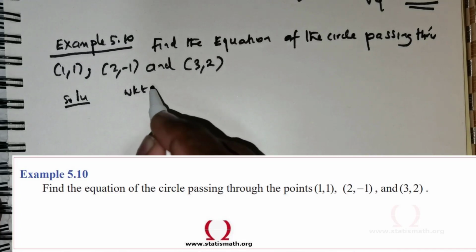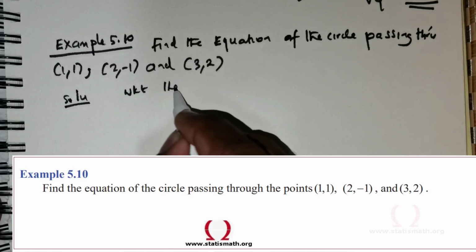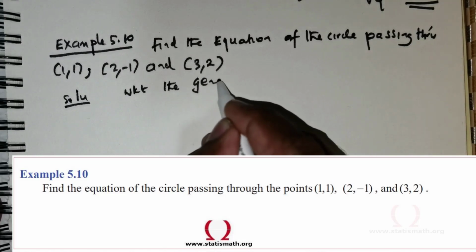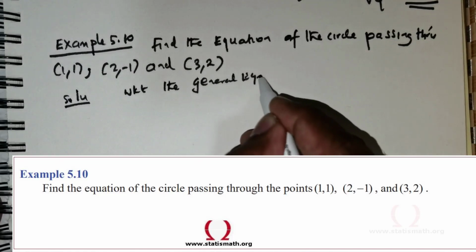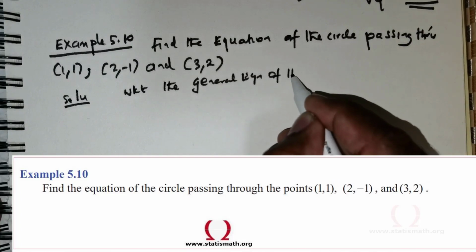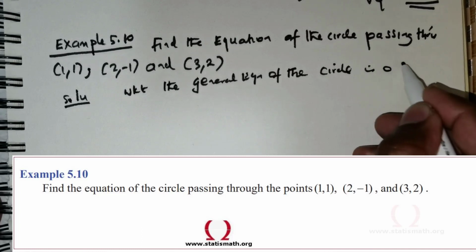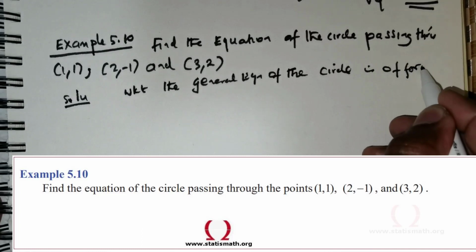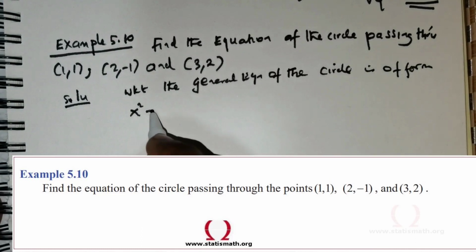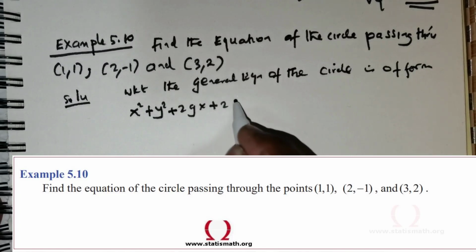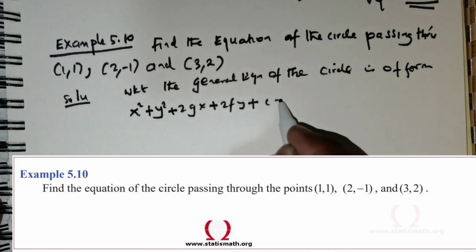So we start off by stating we know that the general equation of the circle is of the form x squared plus y squared plus 2gx plus 2fy plus c is equal to 0. Let me call this equation 1.